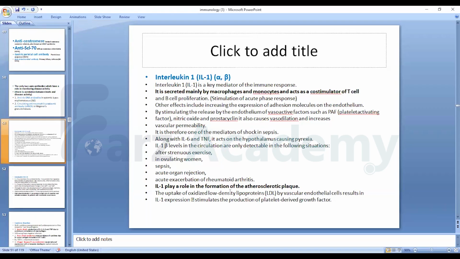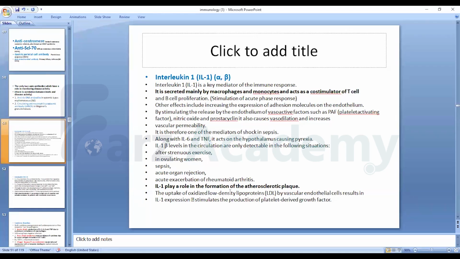Interleukin 1 is one of the mediators of shock in case of sepsis. Along with interleukin 6 and tumor necrosis factor, it acts on the hypothalamus causing pyrexia. So interleukin 1 causes pyrexia.